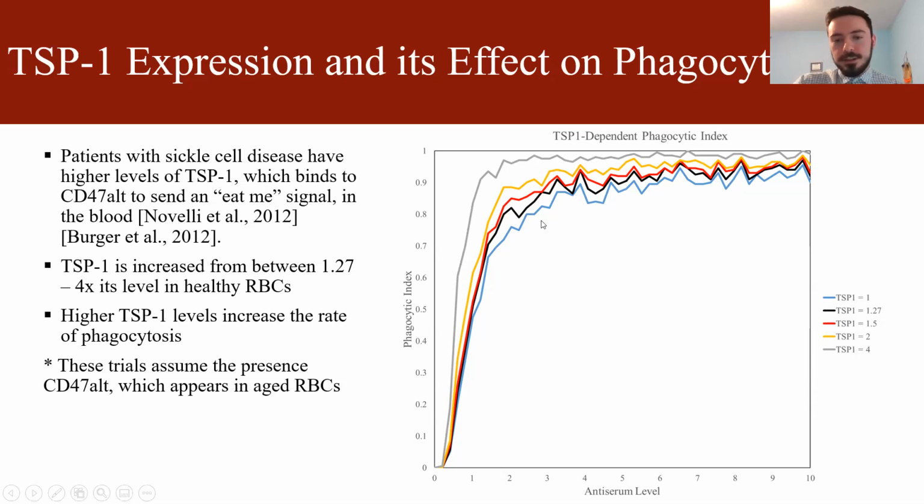And the reason why these curves are so much higher than the curves in the other cases is because this trial had to take into account the presence of CD47 alt, which appears in aged red blood cells and binds to SERPA with the help of TSP1. But in the other cases, we do not measure the effects of CD47 alt.